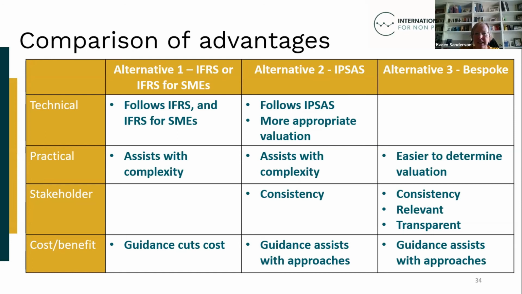From a stakeholder perspective, alternatives 2 and 3 could aid consistency on approaches to the valuation of inventory held for use or distribution. And in addition, alternative 3 can aid the relevancy and transparency through information provided in disclosures. From a cost benefit perspective, additional guidance may aid in reducing costs by supporting cost benefit decisions and applying the relevant standards. And that's particularly the case for alternative 1.